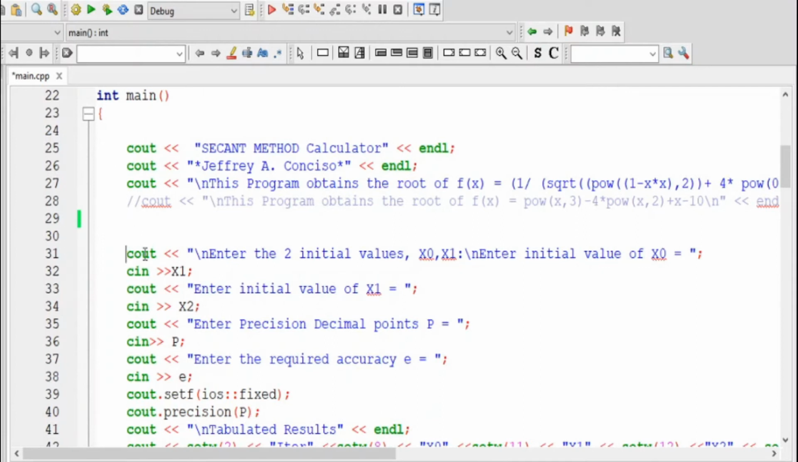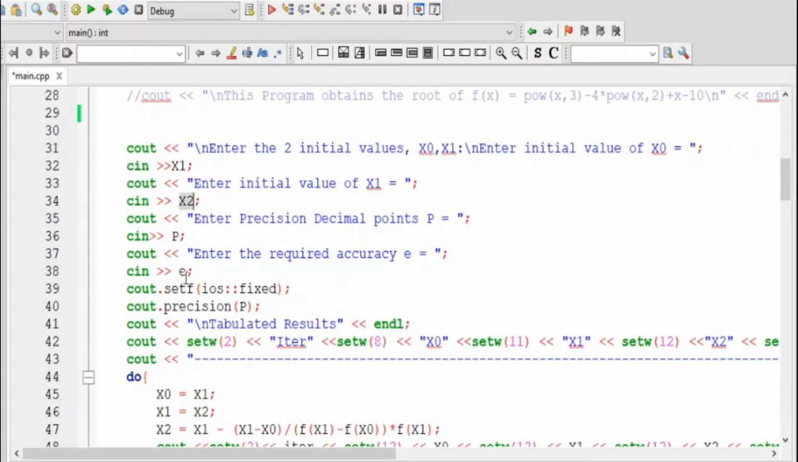And then we will also print out, enter the 2 initial values, x sub 0, x sub 1. Enter initial values of x sub 0, which will be saved in x sub 1, and then x sub 1 will be saved in x sub 2, which means that the x sub 0 of the following iteration will have the value of x sub 1, and the x sub 1 of the next iteration will have the value of the previous approximated root x2. Then we will enter the precision p, which will be saved inside p, and then enter the required accuracy e, which will be saved in e.